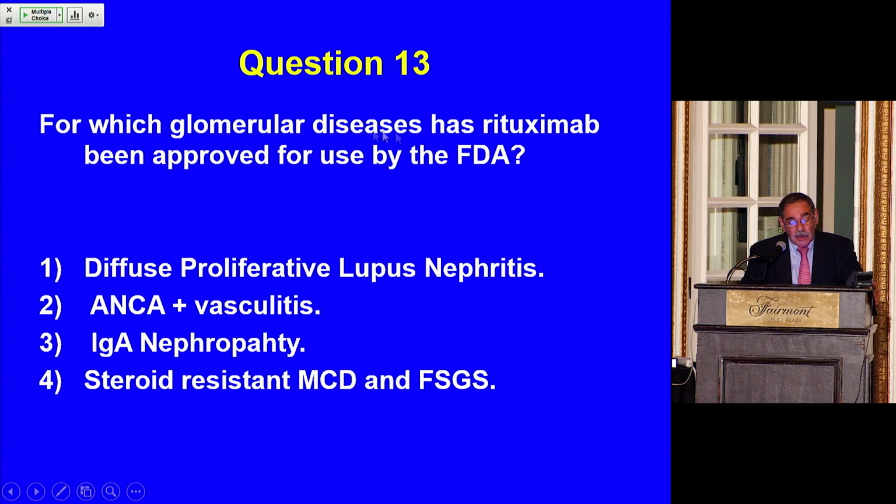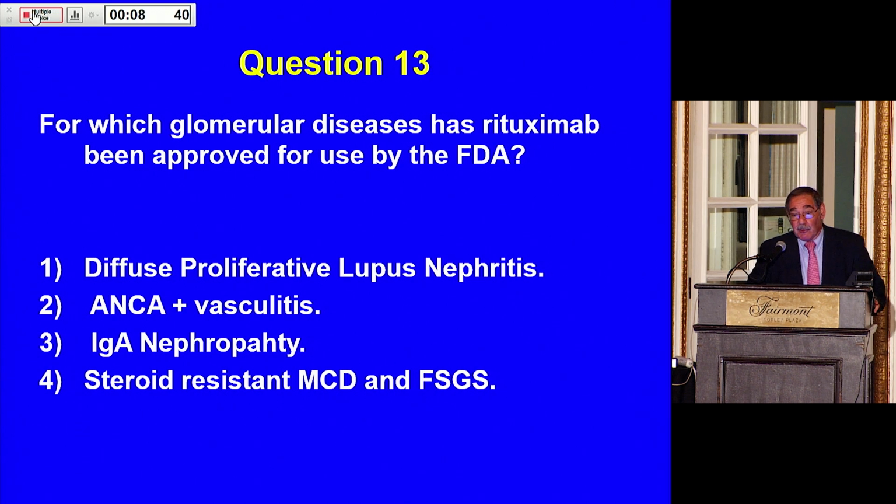Okay, for which glomerular disease has rituximab been approved for use by the FDA? Diffuse proliferative lupus, ANCA-positive vasculitis, IgA nephropathy, steroid-resistant minimal change, or focal sclerosis. Now, this will depend on whether you're taking care of patients who need it, because if it's not FDA approved, you've been fighting with the insurance companies. So think back. Now, which one did you have to fight for this?